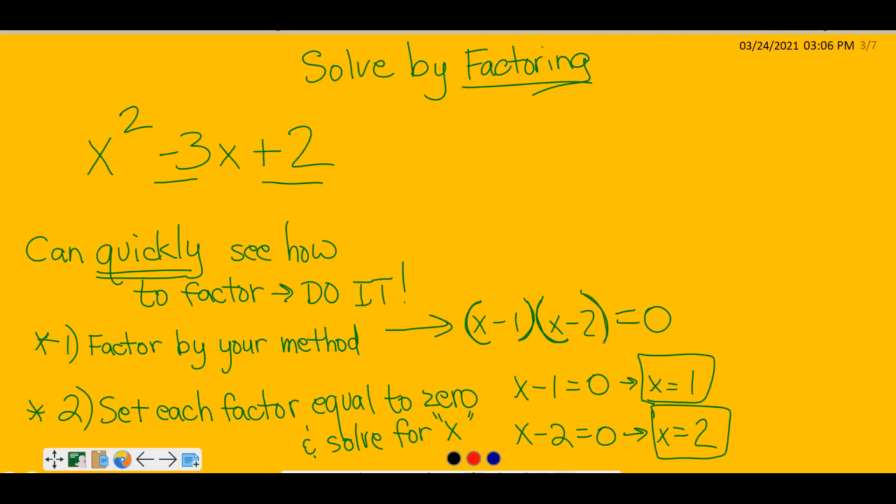And then step 2 is set each factor equal to 0 and solve for x. Now you can skip this step if you can just look at the binomial and quickly see what number you could plug in for x and make that factor equal to 0. So in this case, x is equal to 1 and x is equal to 2. Alrighty? So that's solving by factoring.